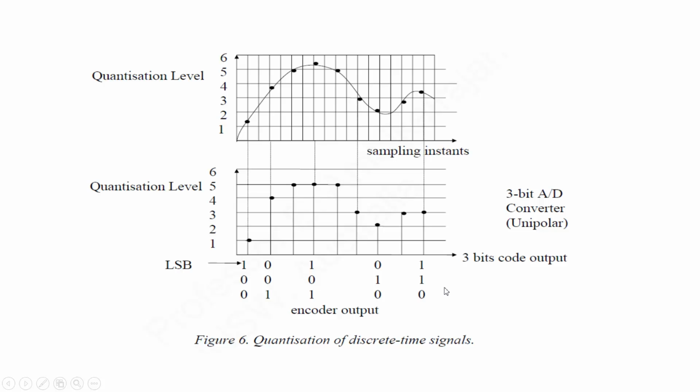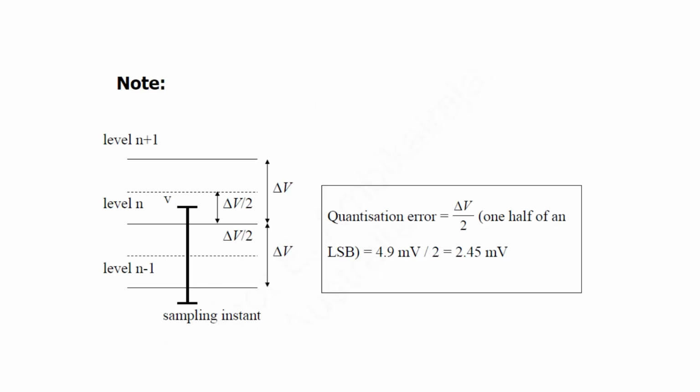Let's explain further the quantization process. Now let's look at this diagram. This bold line here shows the level n minus 1. The second bold line shows the level n, and the third one shows the level n plus 1. In between the two lines is the middle line, right? If the sampled value is above this middle line, we will allocate level n plus 1. If the sampled value is lower than the middle line, we will allocate level n.